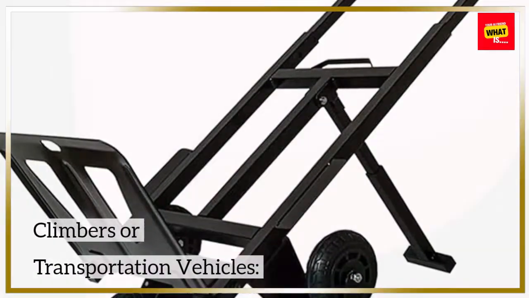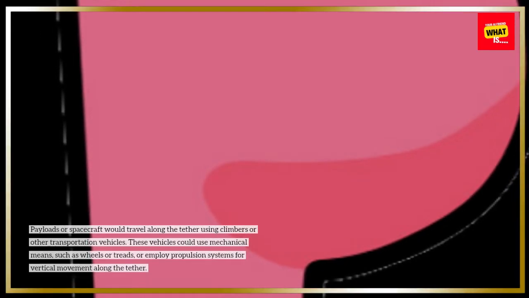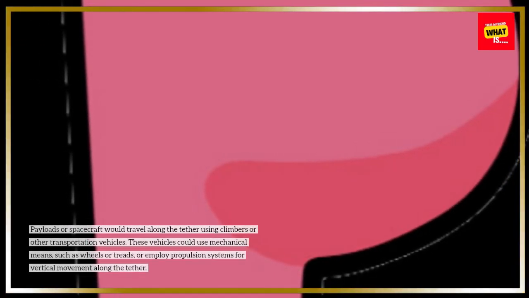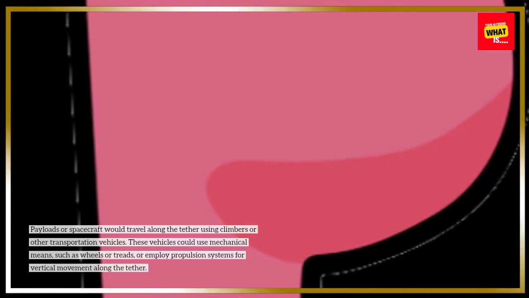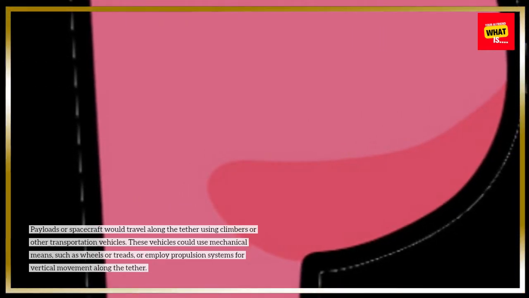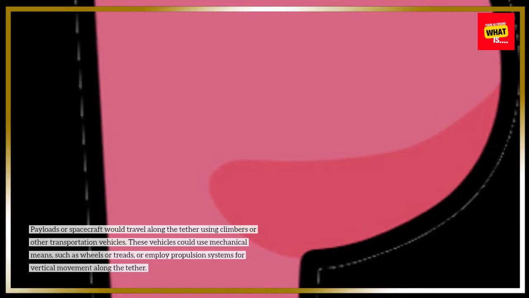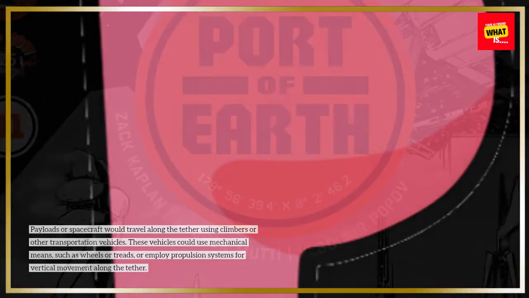Climbers or transportation vehicles. Payloads or spacecraft would travel along the tether using climbers or other transportation vehicles. These vehicles could use mechanical means, such as wheels or treads, or employ propulsion systems for vertical movement along the tether.